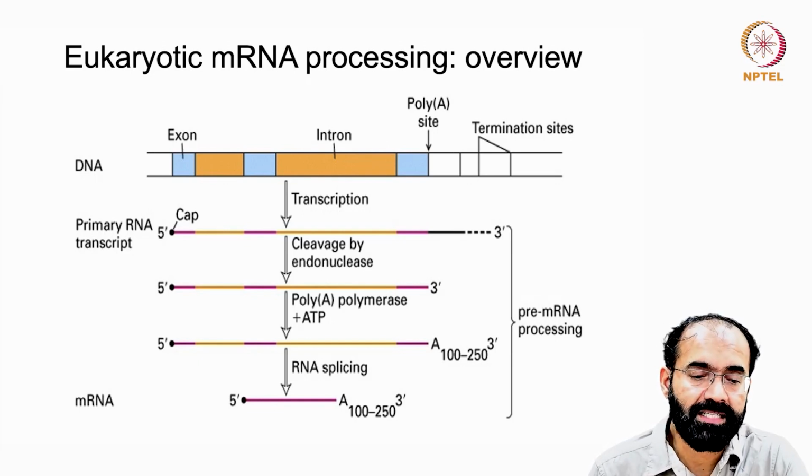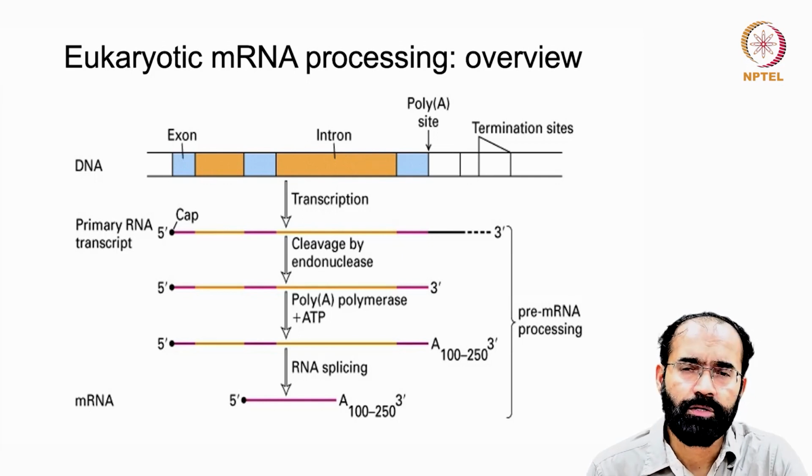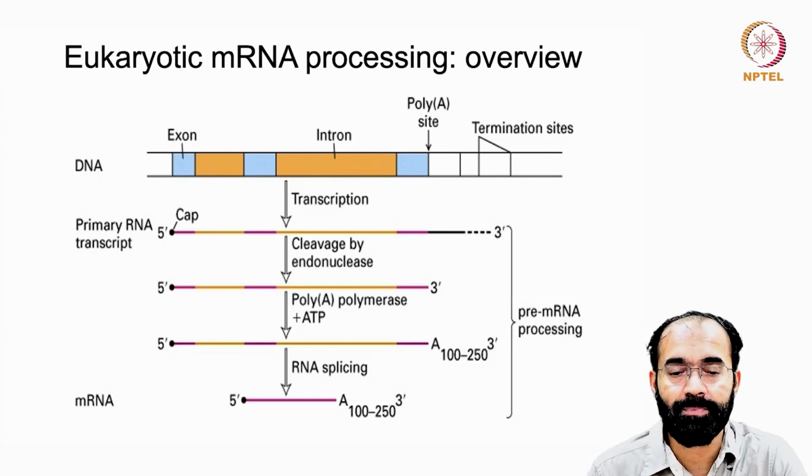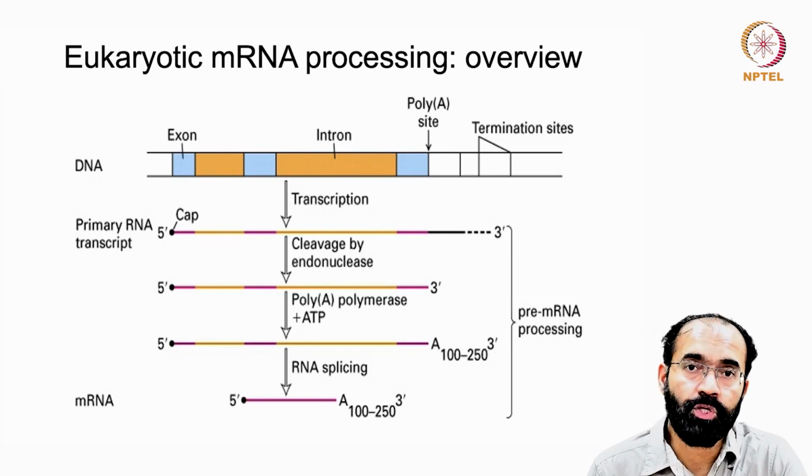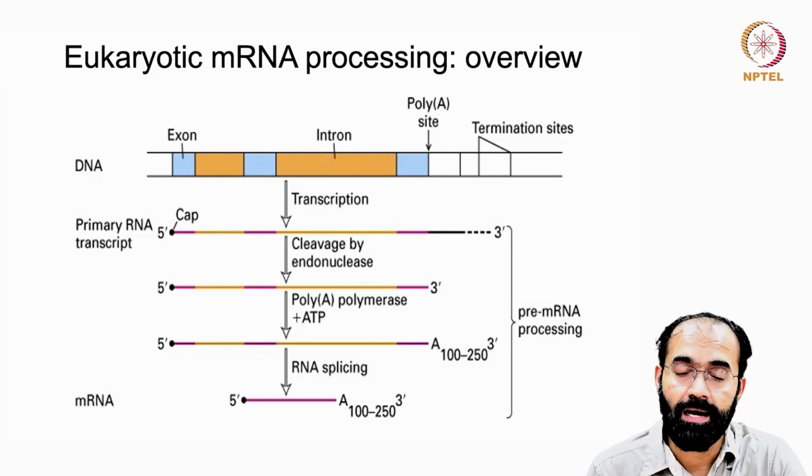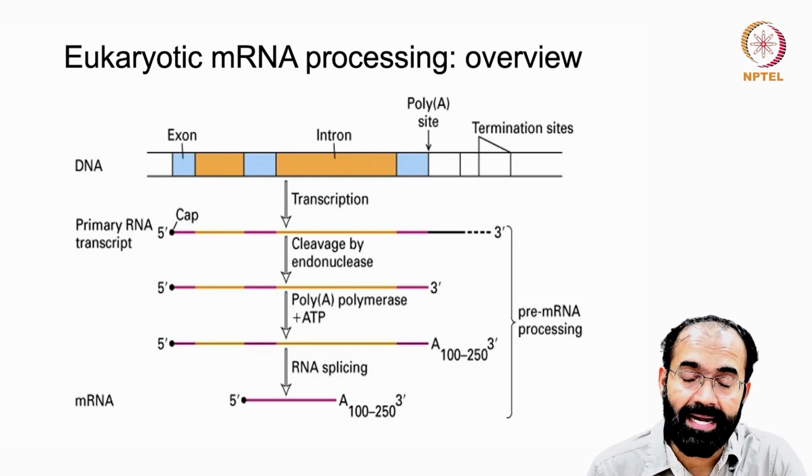So as soon as the transcription is completed, the primary RNA transcript will have a 5' cap, 7-methyl guanosine cap, and it also will have a 3' end. This will be further cleaved, because downstream of the poly A site it will have a cleavage site for the endonuclease. Usually it is around 16 to 18 base pairs downstream of the poly A site. Usually the poly A site we have seen is AAUAAA or AUUAAA. This we have seen in the previous classes, and there will be a cut created by the endonuclease.